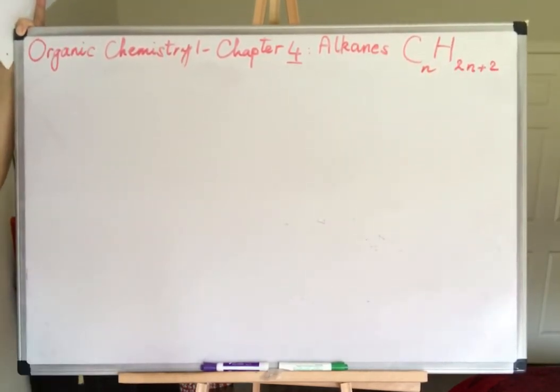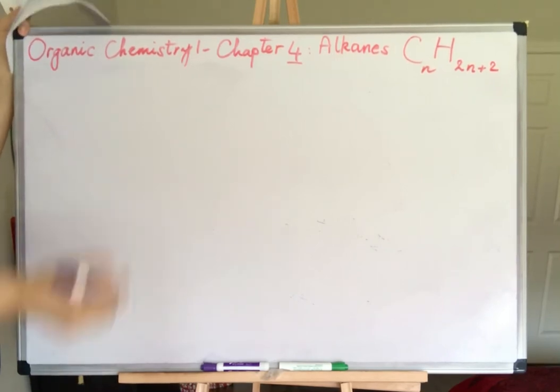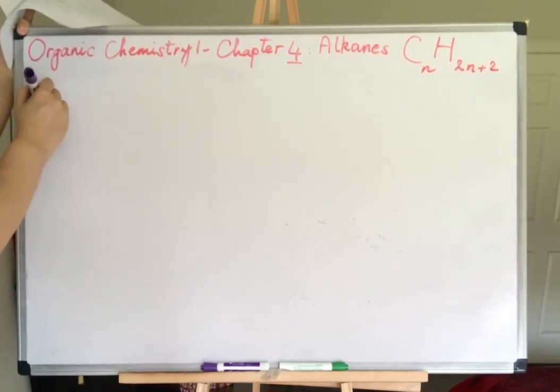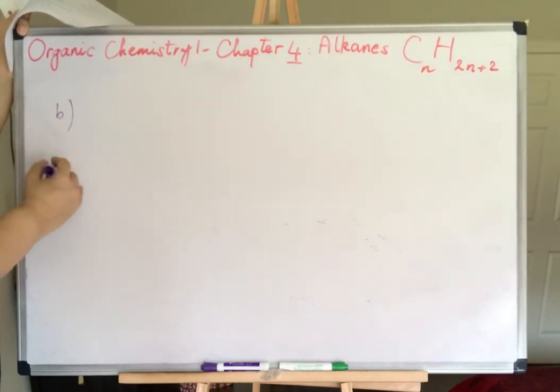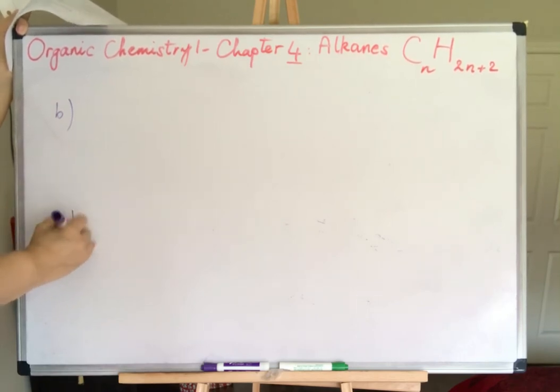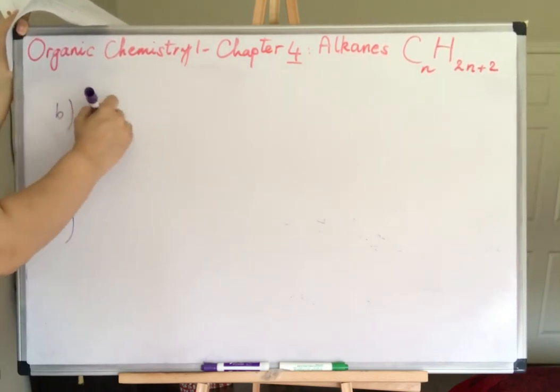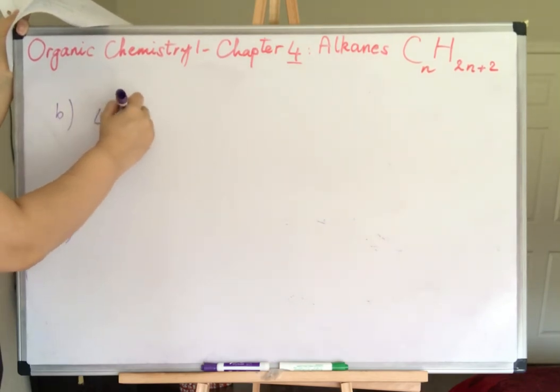Let's move towards the next practice on page 4. I'm not going to work on all of them, just 2 of them. The rest you can work on. I will work on B and F. Alright, B says it's 4-ethyl.